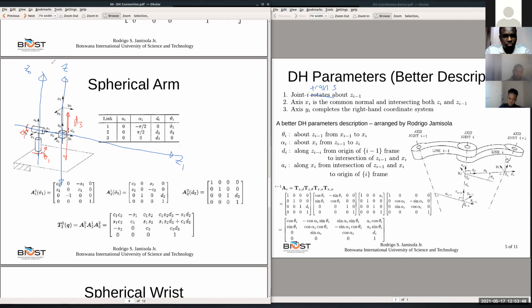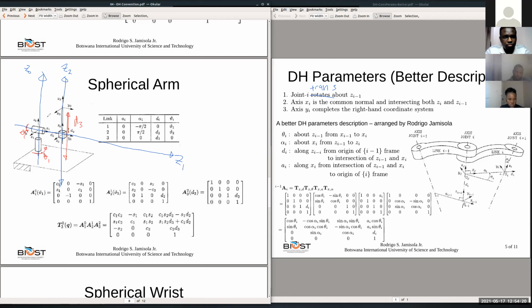Is that clear? It translates. This block here goes up and down. So that means joint 3, the one that moves up and down, translates along Z2. So now Z2 is along here. So we have assigned that. All the Z axes are assigned already.